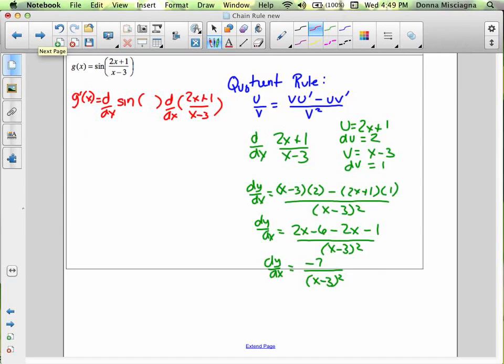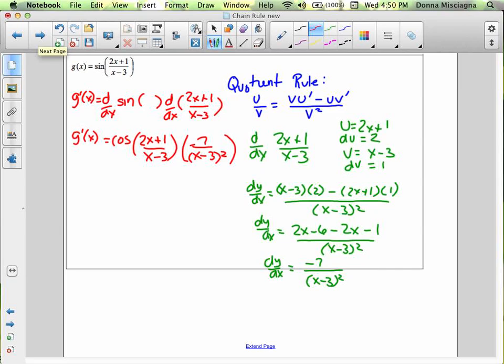Right? So g prime of x equals, right, so the derivative of sine blop is going to be cosine blop. So cosine times 2x plus 1 divided by x minus 3, and then times our derivative of the inside, which is negative 7 over x minus 3 squared. The only thing I would do is change the order. I don't like to have anything on the other side of cosine.